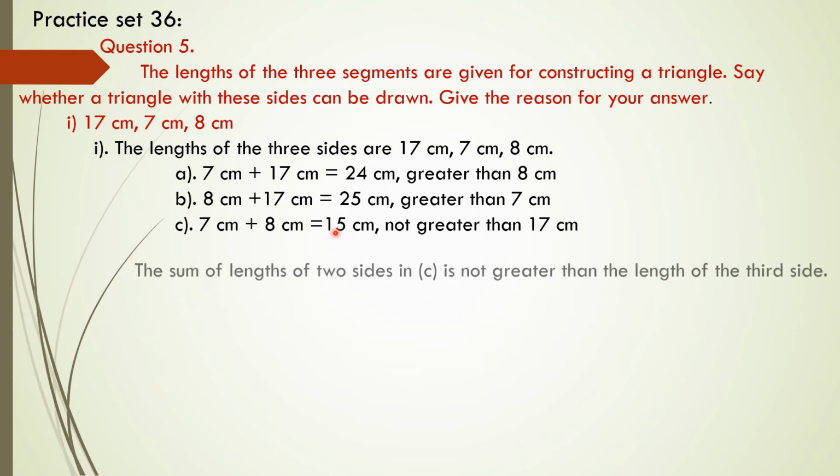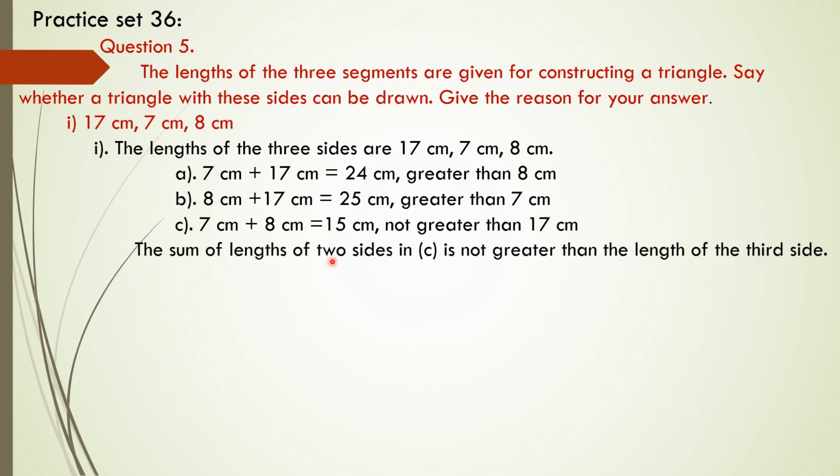Therefore, the sum of the length of two sides in this case is not greater than the length of the third side. Therefore, a triangle cannot be drawn with the sides 17 centimeter, 7 centimeter and 8 centimeter.